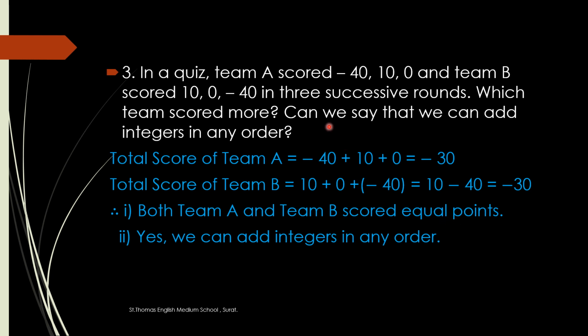It's clear? Can we say that we can add integers in any order? See, look at the scores. One is minus 40, here minus 40. 10, 10, 0, 0. All the points are same, right? Here we add minus 40 plus 10 plus 0. But here we add 10 first, then 0, then minus 40. So if we add in any order, we will get the same answer, right? So what is the answer to the second one? Yes, we can add integers in any order. It's clear?